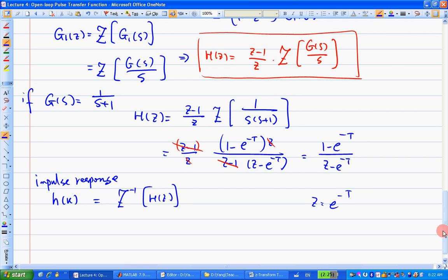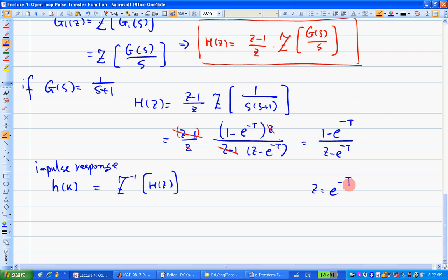So the question is, if this is in the unit circle, then you're stable. But actually, T is a sampling time, so it really doesn't matter what sampling time you give it here. This e to the power of negative T, where T is always greater than 0, is actually always less than 1. So you have a stable system here. However, you can see the effect of the sampling time: if you give a different T value, this value will change.